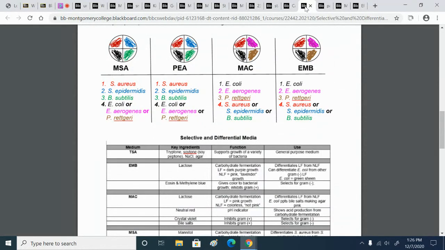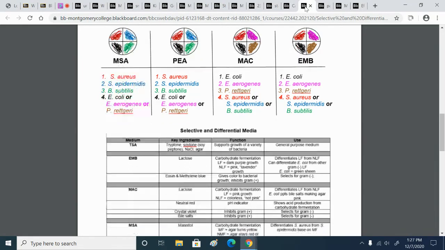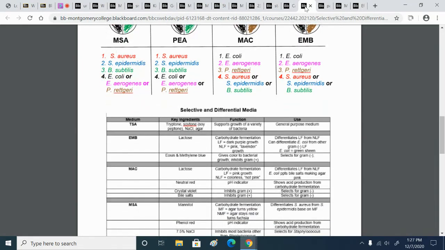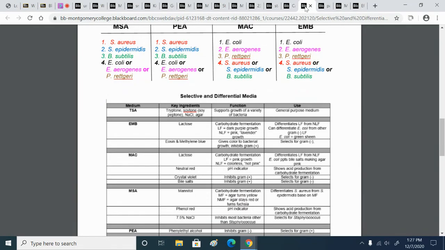So we had MSA, which stands for mannitol salt agar, PEA, phenyl ethyl alcohol agar, MAC, short for MacConkey agar, and EMB was eosin methylene blue agar. The MAC and the EMB both do the exact same thing. They both select for gram-negative and inhibit gram-positives, and they both differentiate lactose fermentation. But they do this using different chemicals, so the colors are different.